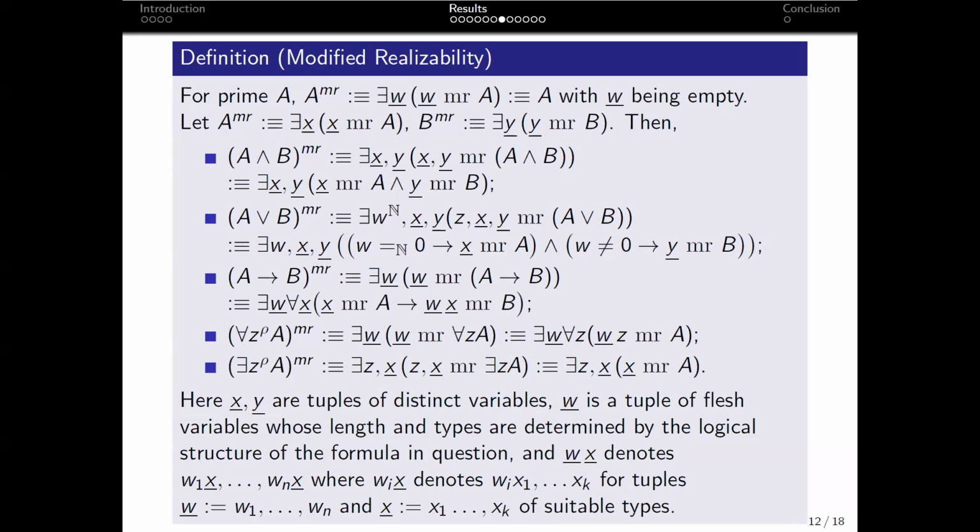The modified realizability interpretation of A states that there exists x such that x is a realizer of A. And the meaning of the realizer is just the same as the usual BHK interpretation. And here, A bar, x bar and y bar are tuples of distinct variables, and w bar is a tuple of fresh variables whose lengths and types are determined by the logical structure of the formula in question. And actually, application is defined as usual.